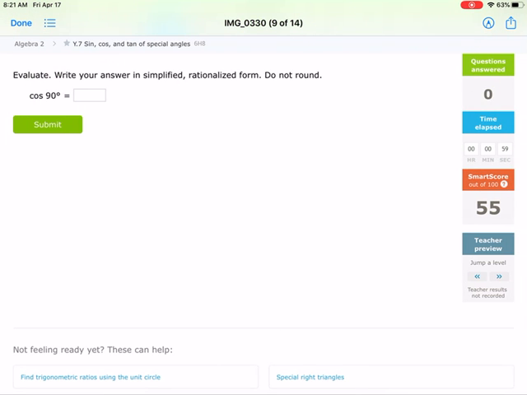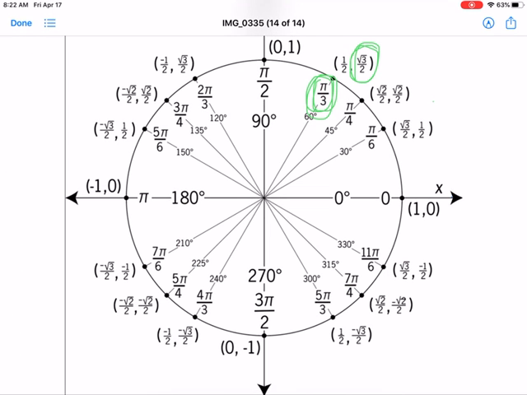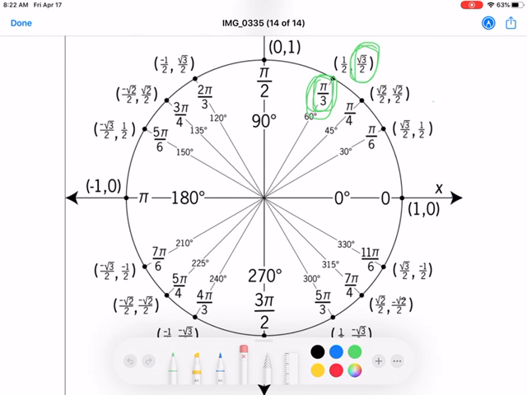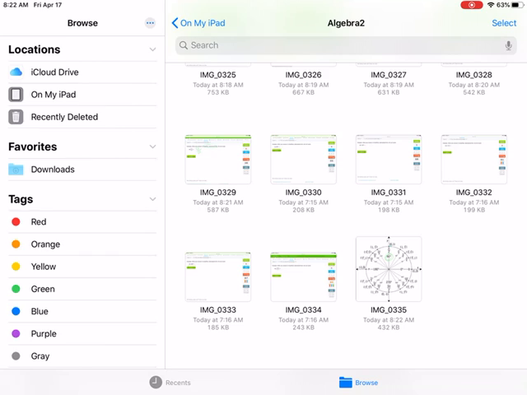Smart score of 28, smart score of 55, all right. Evaluate, write your answer in simplified, rationalized form. So cosine of 90, I'm just going to go back to my unit circle here. I'm just going to erase what I had before. And going to go to 90 degrees, so here's 90 right here, and the cosine is the first number. Every point is in the format of cosine, sine. So cosine is 0. So cosine of 90 is 0.